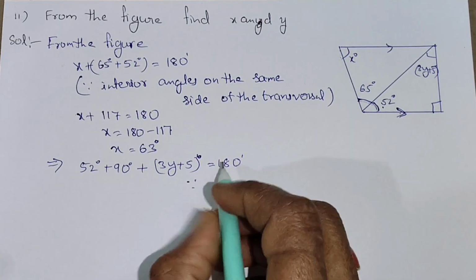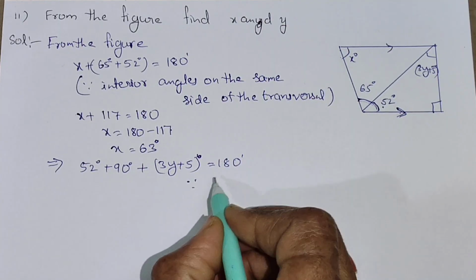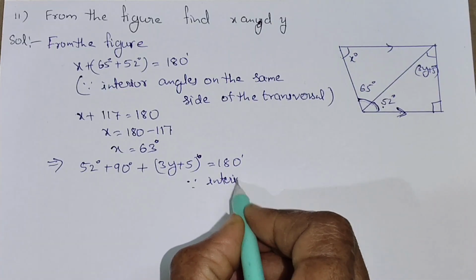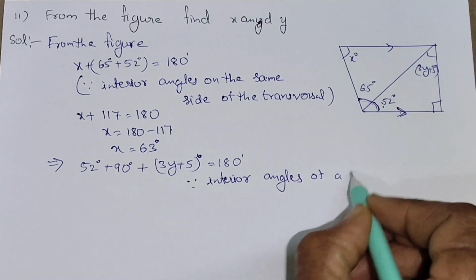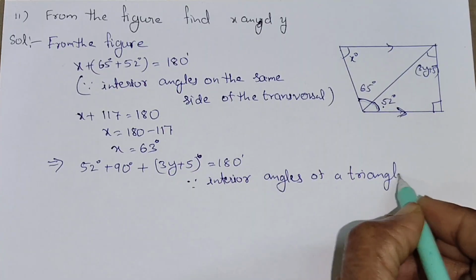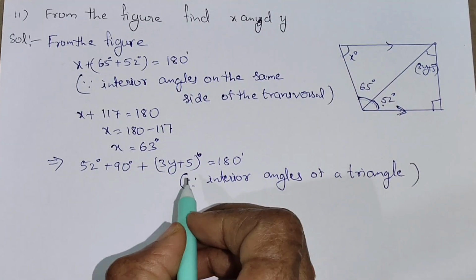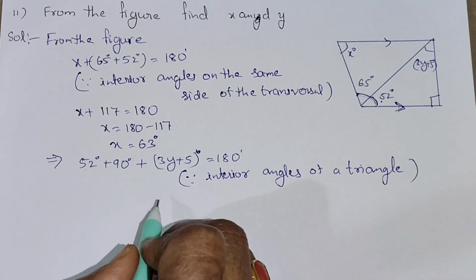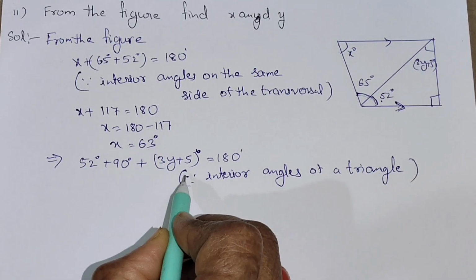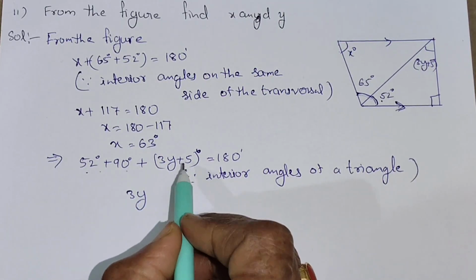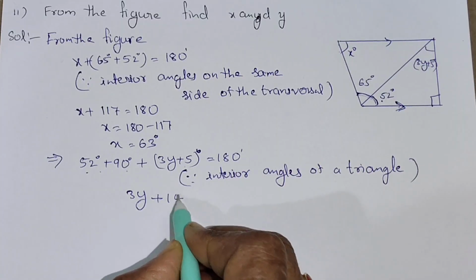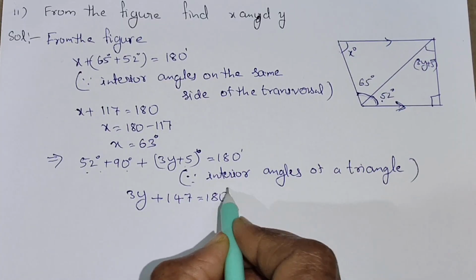Since these are the interior angles of a triangle, the sum is equal to 180. 3y plus 52 plus 90 plus 5, that is 3y plus 147, is equal to 180.